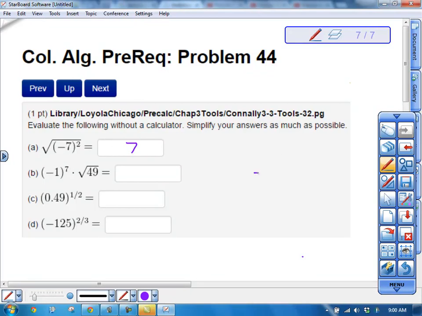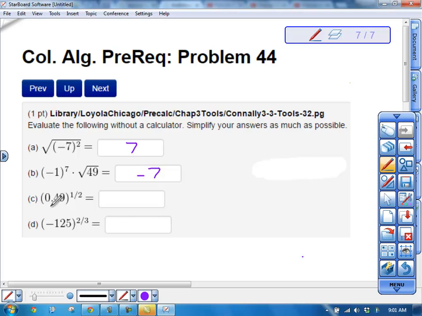Because think about it, if you do -1 times -1 times -1, the first two signs will cancel, and the third one's going to make it negative again. So anytime you have an odd number of times you're multiplying a negative number, it's still negative. So that's really -1 times the square root of 49, which is -7.